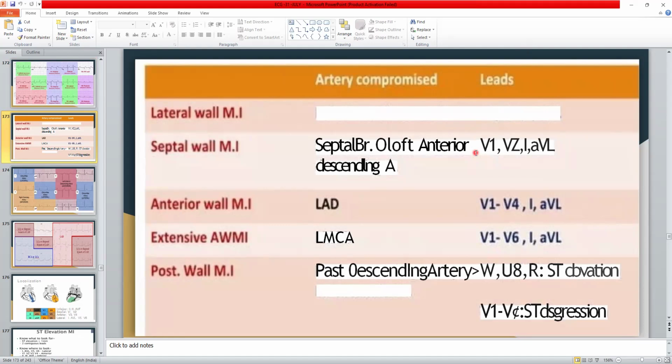Let us know which artery is involved in which type of myocardial infarction.